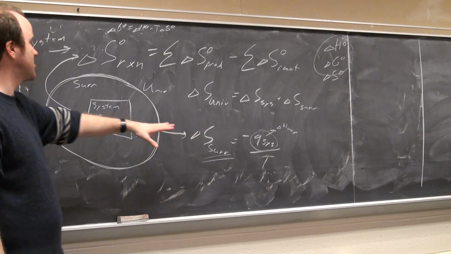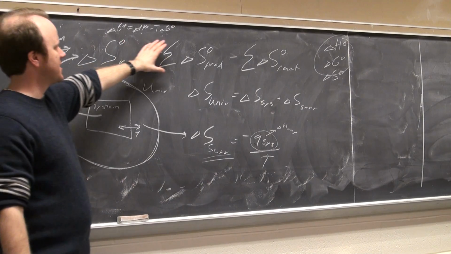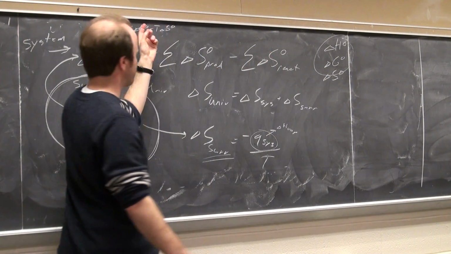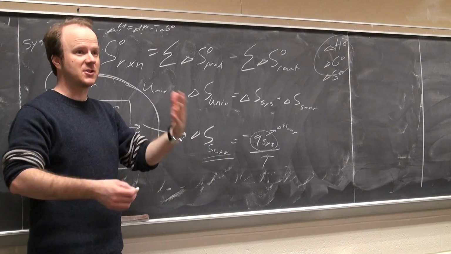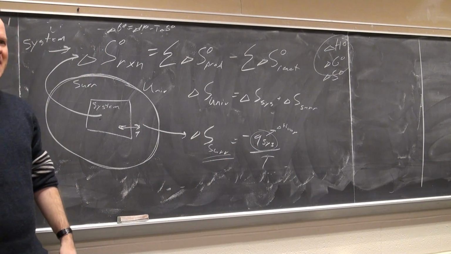If you don't have a phase change, you have to go to this delta S of the reaction, or you have to go to the free energy. You know the delta S of the universe is going to be greater than 0, and so you have to work your way through it like that.